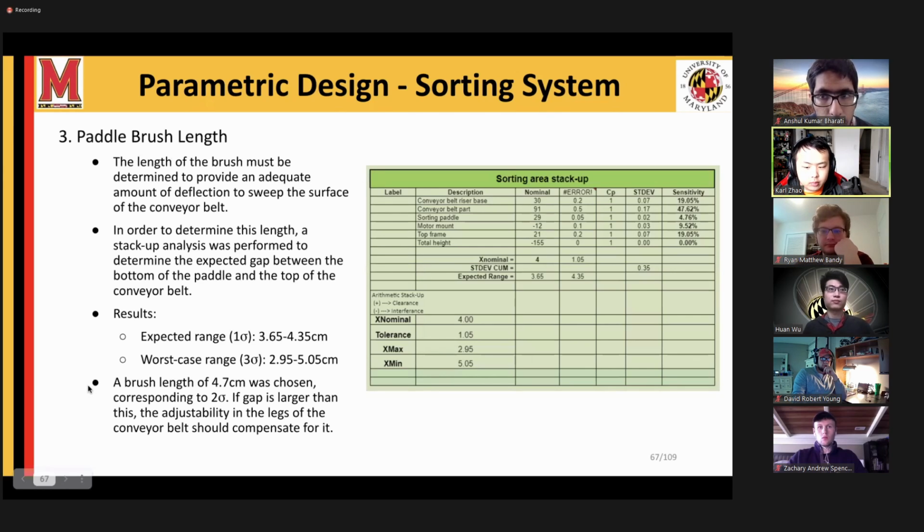The length of the brush must be determined to provide an adequate amount of deflection to sweep the surface of the conveyor belt. In order to determine this length, a stack-up analysis was performed to determine the expected gap between the bottom of the paddle and the top of the conveyor belt. These were our results. In the end, we decided on a brush length of 4.7 centimeters, which corresponds to 2 sigma. If the gap is larger than this, then the adjustability in the legs of the conveyor belt should help compensate for the extra gap.